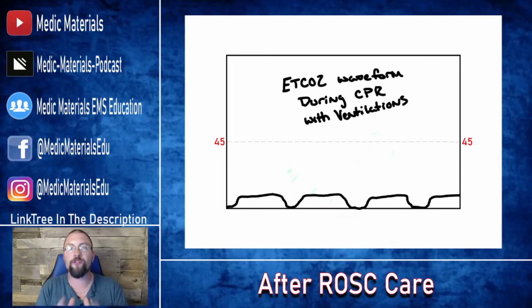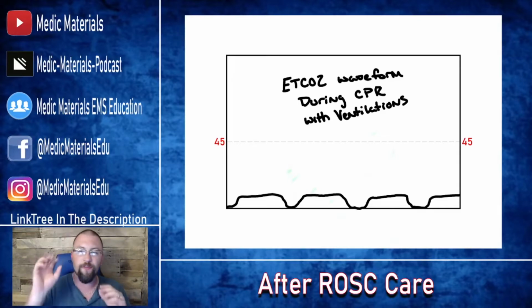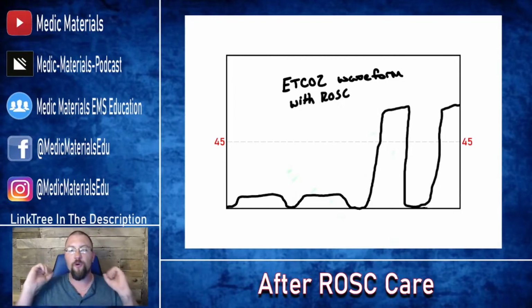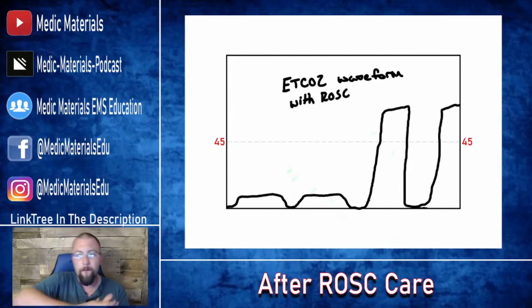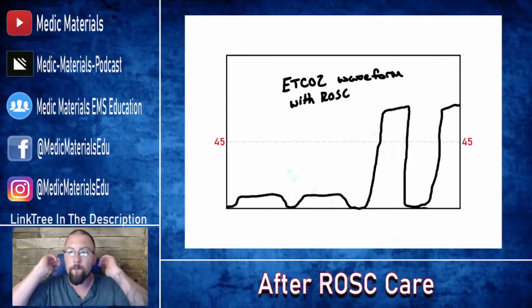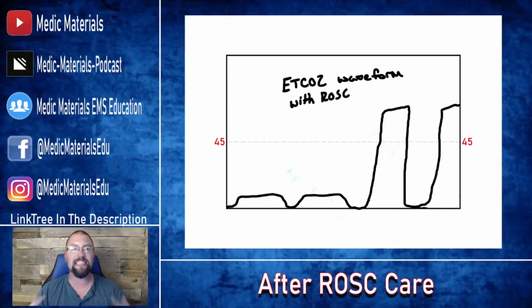So what happens when we obtain ROSC? How do we know? We're looking at our end tidal and all of a sudden it's going from these little plateaus to boom. We have these massive spike plateaus. All of a sudden you're bagging, and your next one is boom. And it spits out a number on the end tidal like 65, 70, some crazy astronomical number.